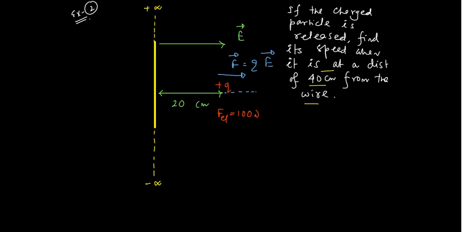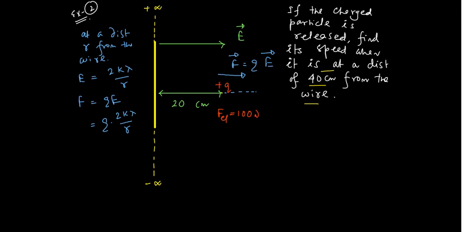Correct. So they are asking what is the speed at a distance of 40 centimeter from the wire. No problem, I'll just do it step by step. At a distance r from the wire, what is the electrostatic field? We know that this is nothing but equal to 2kλ by r. So what is the force acting there? That is equal to qE, that is q into 2kλ by r.